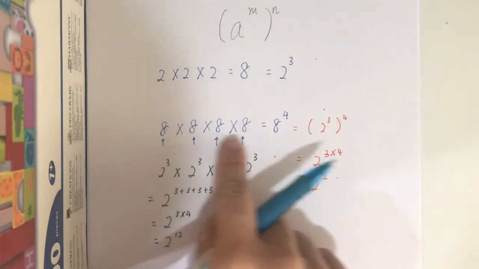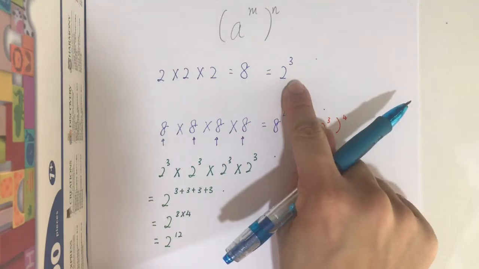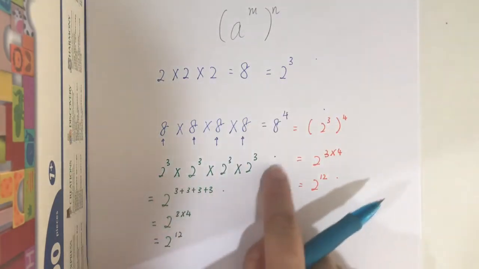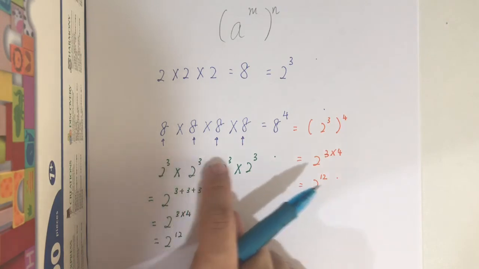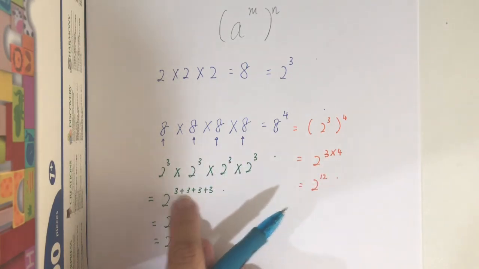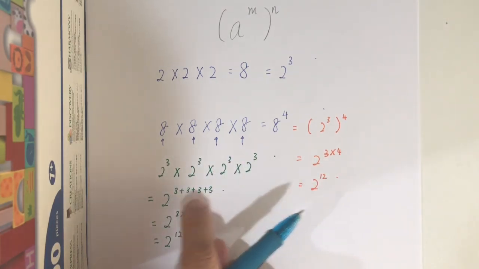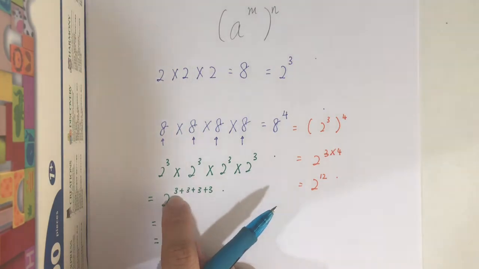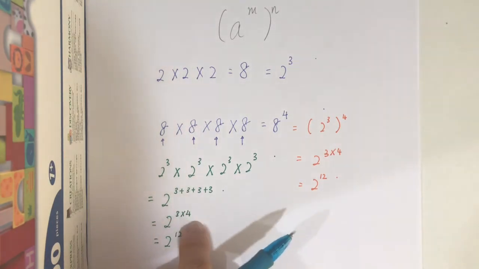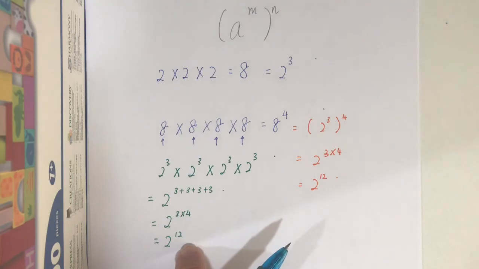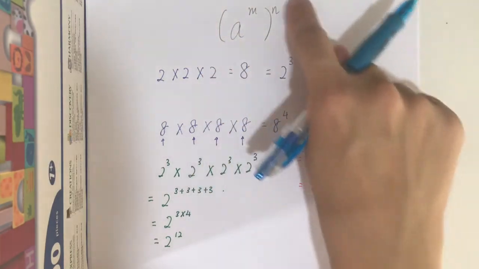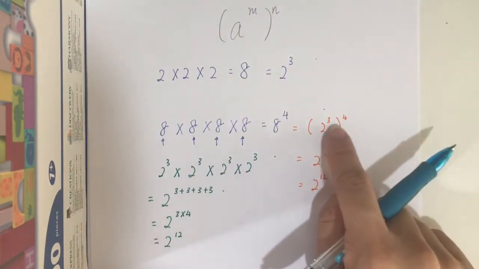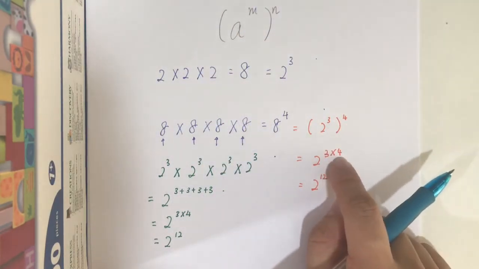From here, if I go back to 2 to the power of 3, I actually get this. And with multiplication, power, you sum it up. So you sum it up 4 times, the same power is as good as the same power multiplied by 4. Okay, so you get 2 to the power of 12. So it equates to this law, which says power on power you multiply.